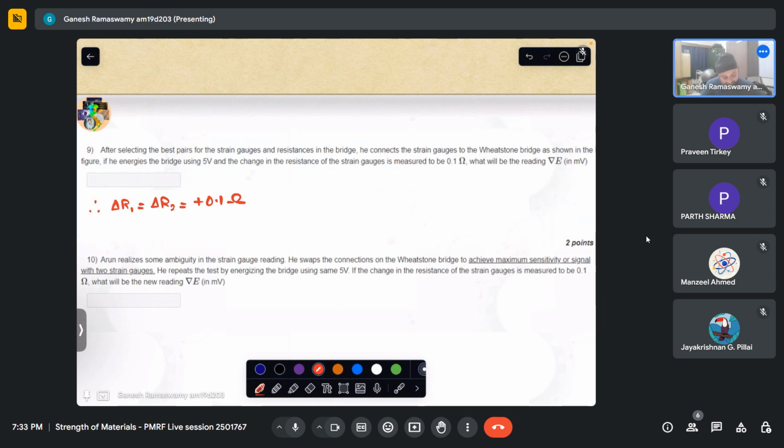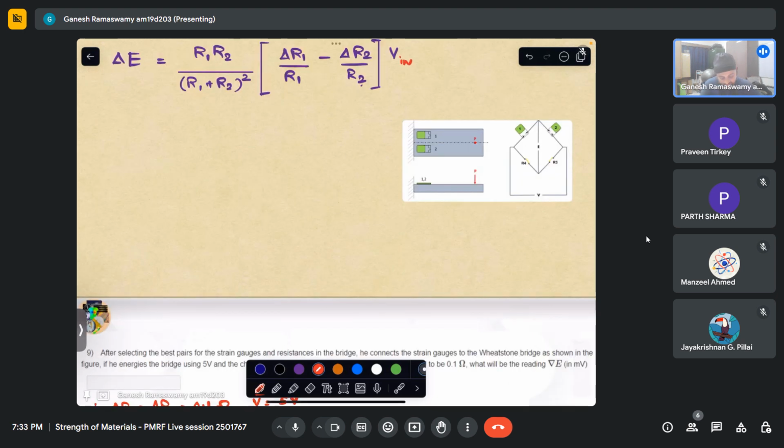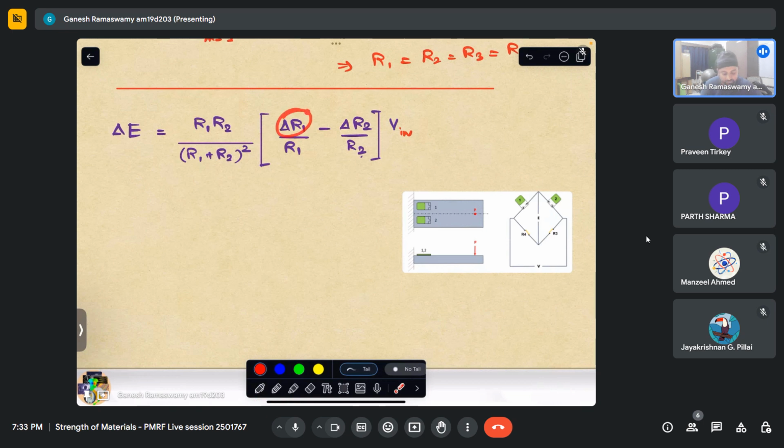Just 0.1 ohms. And the voltage is 5 volts, the input voltage, let me say V in. Alright. And then R1, R2 is 250. So what does this come out to be? We can see that if this is 0.18, this is 0.18, it cancels out. So what does that imply? The reading he will get is 0.